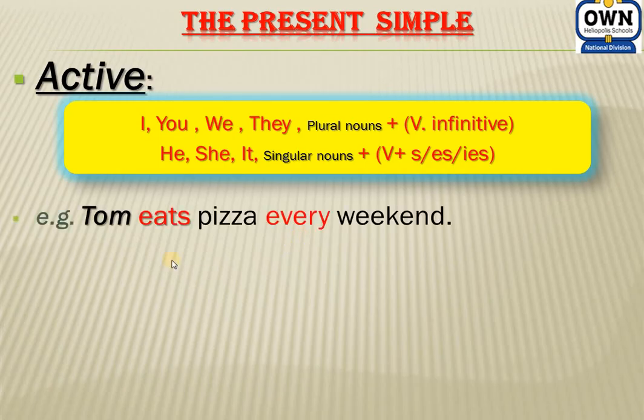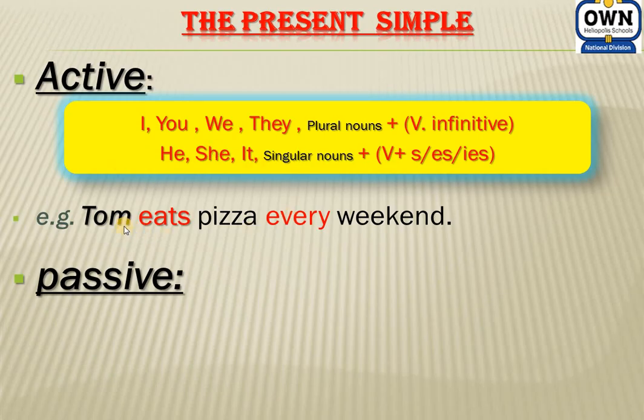As you see in this sentence, Tom eats pizza every weekend. Tom is singular, so it takes the verb plus s. Pizza is the object. Every weekend is the rest of the sentence. So, Tom eats pizza is a present simple. Number one, when we want to change the sentence from active into passive, we must know the tense.